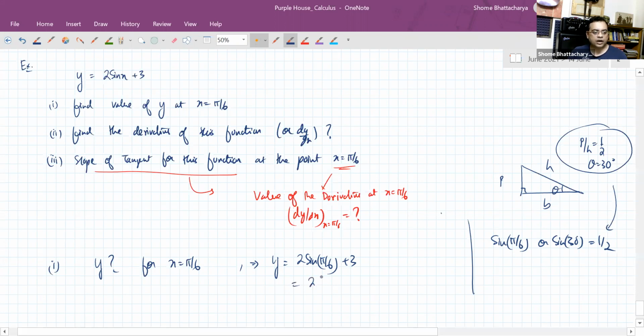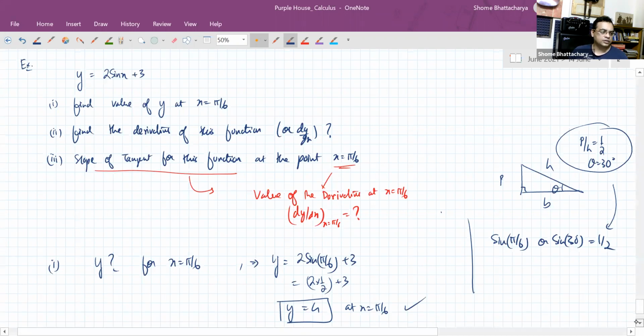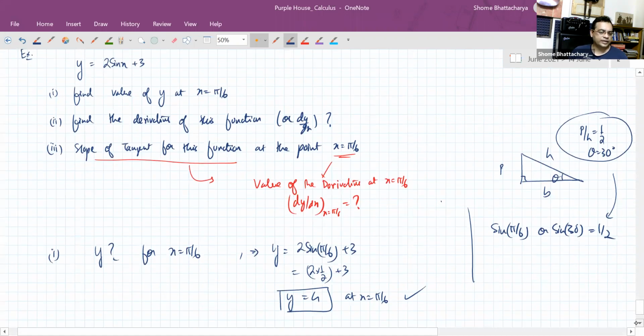So this will become 2 into half plus 3. So as you can see, that will be 4. So I know that y is equal to 4 at x equal to pi by 6. Okay, so this first part is nothing to do with derivative. It's just about the value of the function, the value of y for a given value of x.